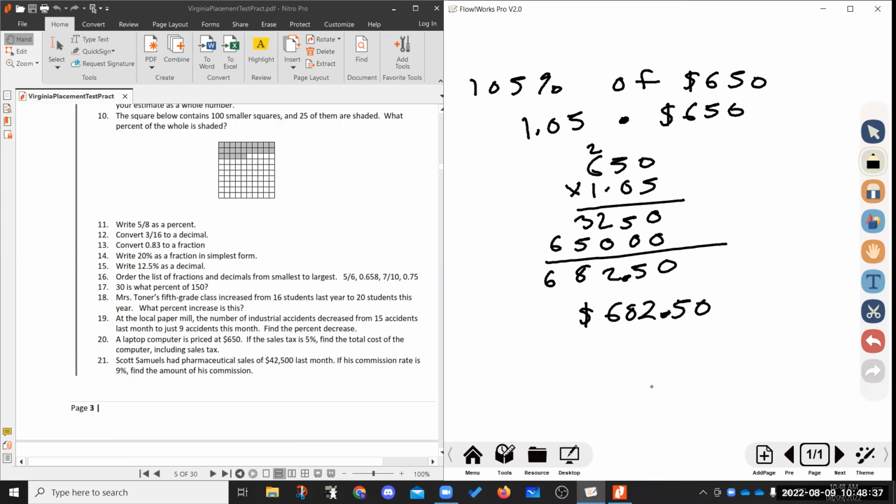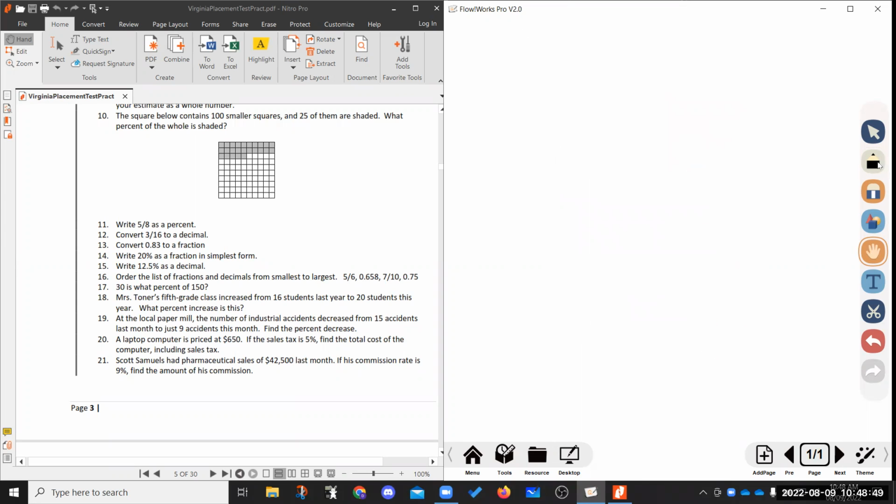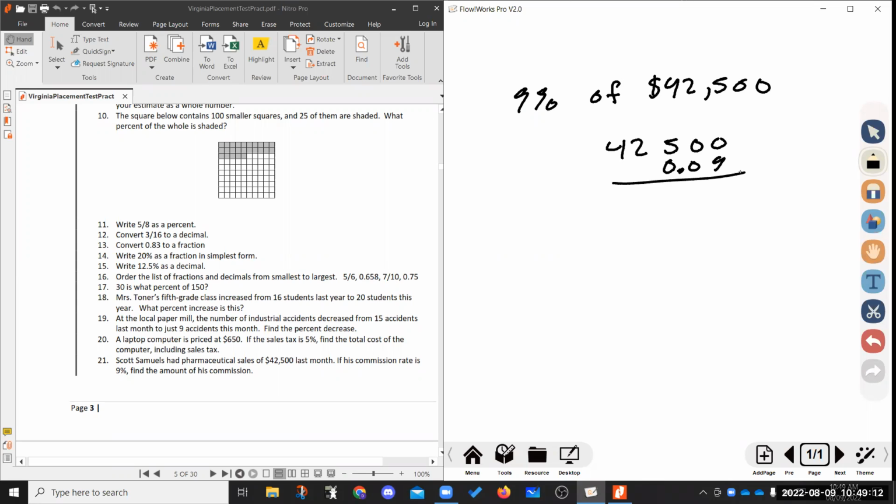Scott Samuels had pharmaceutical sales of $42,500 last month. His commission rate is 9%. Find the amount of his commission. So his commission is a percentage of the base here. We want to find just 9% of the base price, $42,500. So that's going to be $42,500 times 9%, which is going to be that.